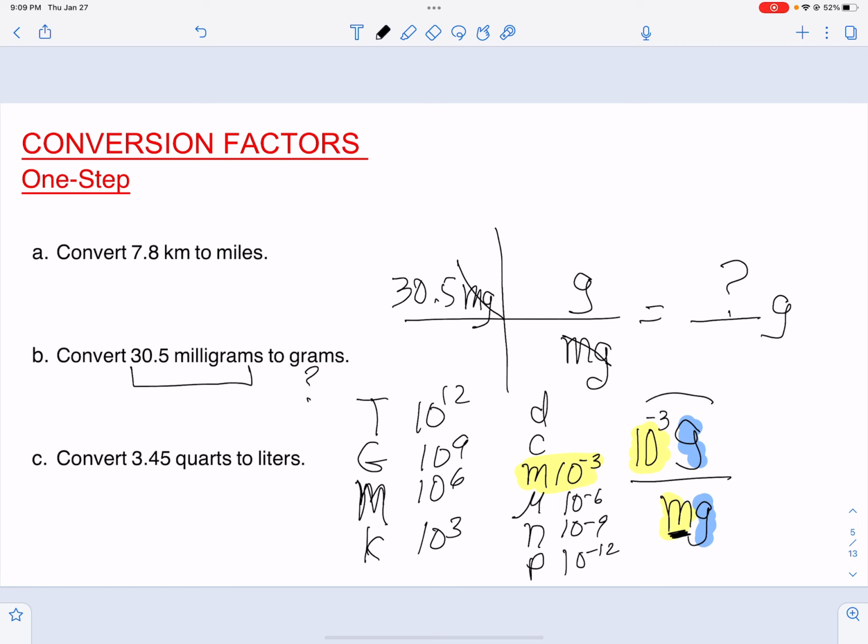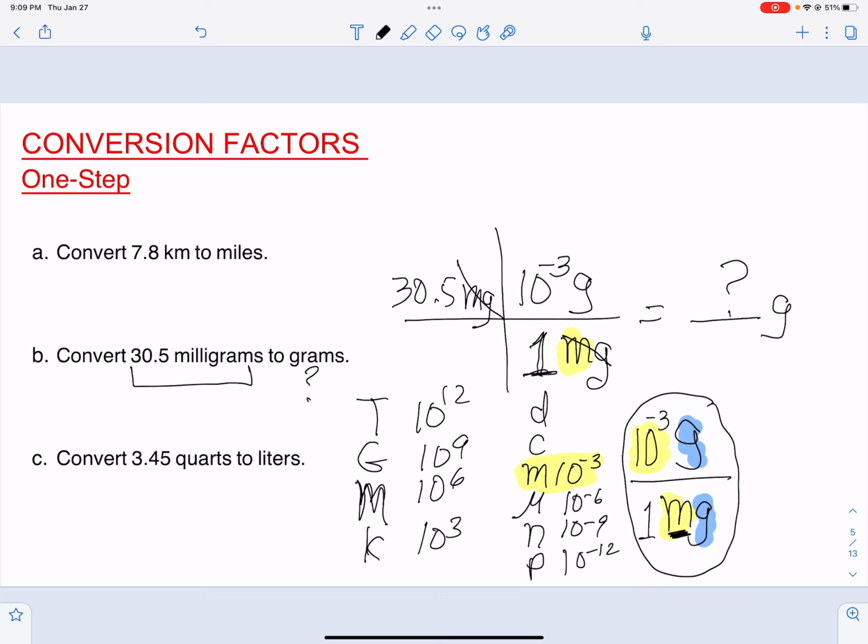So this number, the one on top, is the same value as the one at the bottom. So what goes in here? Just a 1. So this is what we call the prefix. So always put a 1 in front of the prefix, and then put the value of m on top. And there it is. Milligrams cancel with milligrams.